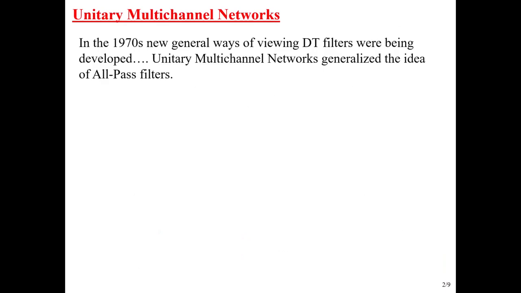Okay, so we start with something called unitary multi-channel networks. So remember, Schroeder's ideas were introduced at the beginning of the 1960s. Digital signal processing was really young then. It was coming out of some ideas in the 1950s, but really it was through the 1960s and into the early 1970s where a lot of the foundational theory of DSP was being developed. And so people were looking at lots of new mathematical ways of thinking about discrete time filters.